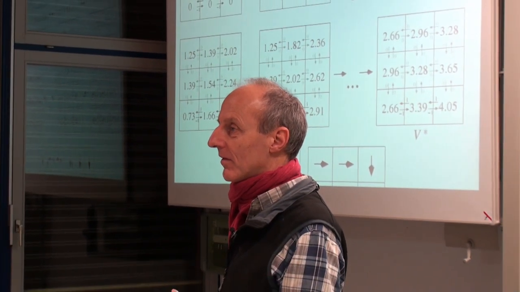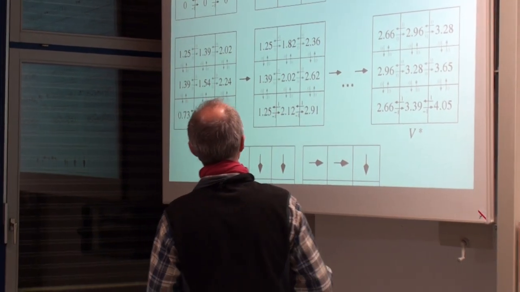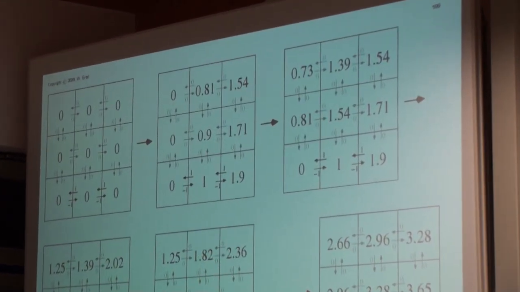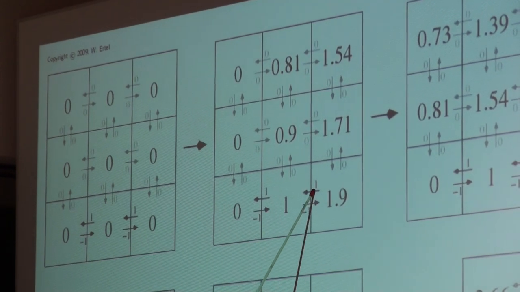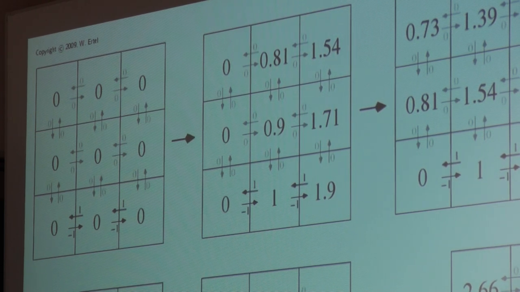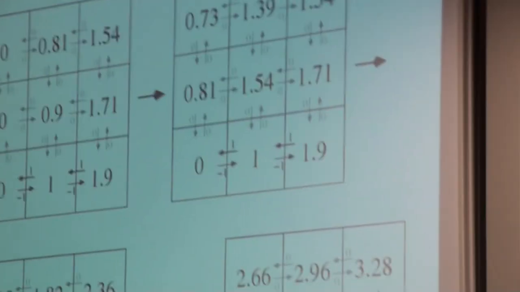Could you repeat how we get the 1.9 in the grid? 1.9, which one? Here. Okay, we take the immediate reward, which is 1 here, plus 0.9 times the value we already have here. But why do we take the 1 and not the 0 from the... Yes, it's an iterative process. So it's just where we start. Yes, it matters where we start, and also the sequence matters. It matters for the individual steps, but it does not matter for the final stable state.